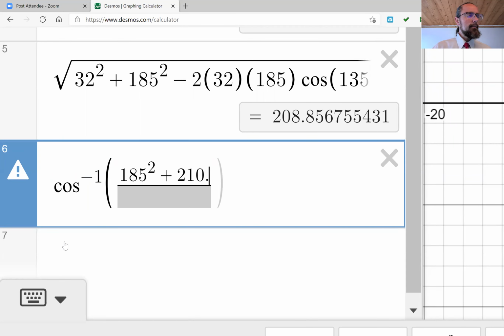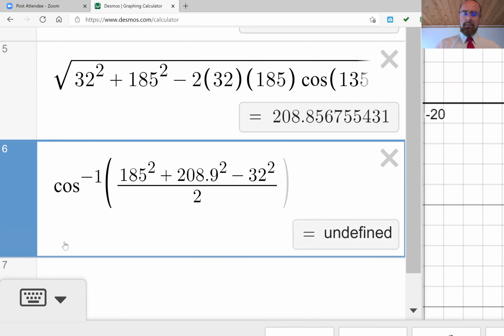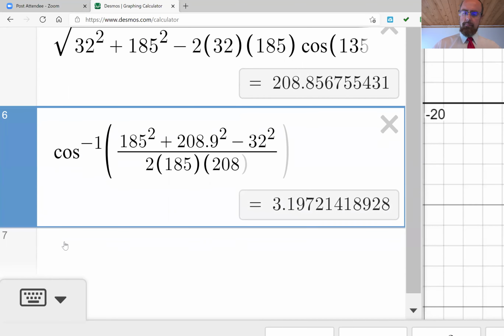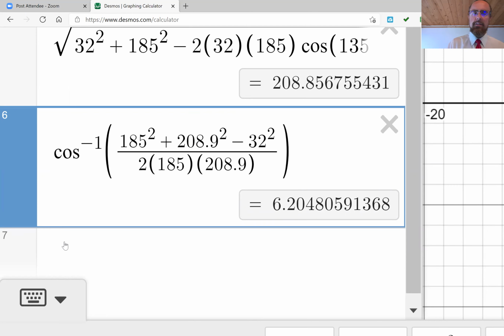Let me make sure I'm setting that up correctly. 185 squared, not 210.5. Let me correct that. That's 208.9 squared. Now we're doing well. Minus 32 squared all over 2 times 185 times 208.9. So it's a big equation to fill in, but ultimately we're good. That's not much of an angle, 6.2 degrees. So we'll head back to finalize that answer.